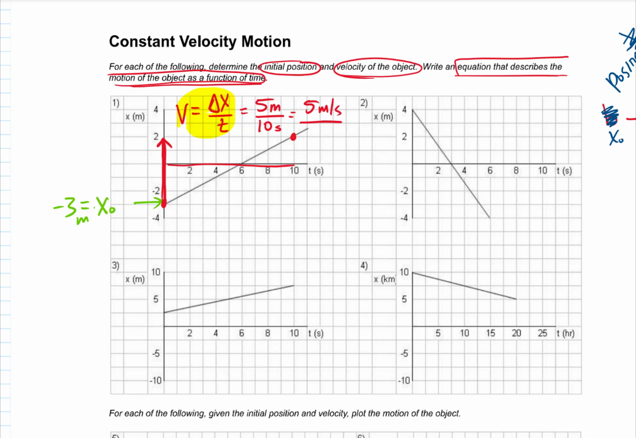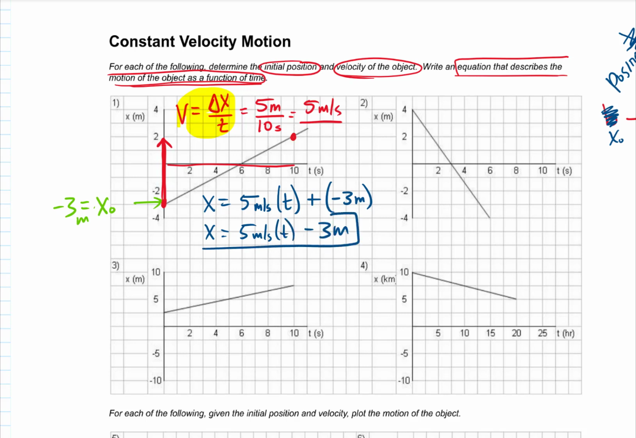Now, once we have that, it's time to write the equation that describes that motion. Looking at this motion, it's going to be final position equals velocity, 5 meters per second, times the time plus the initial position, which is -3 meters. So x equals 5 meters per second times time minus 3 meters. Either one of those is just fine. But that's how we're going to find the initial position and the velocity and write out our equation.